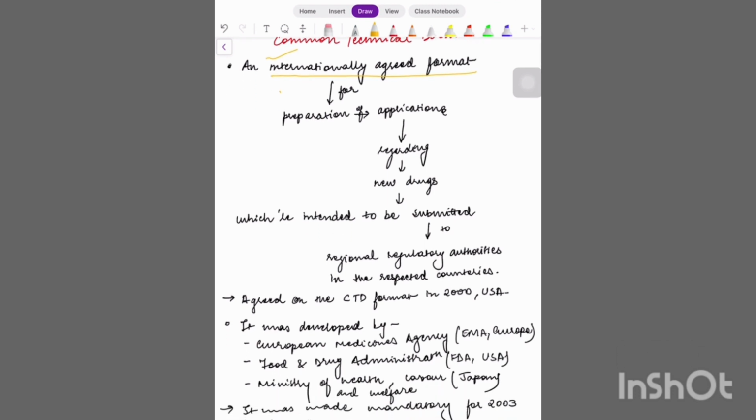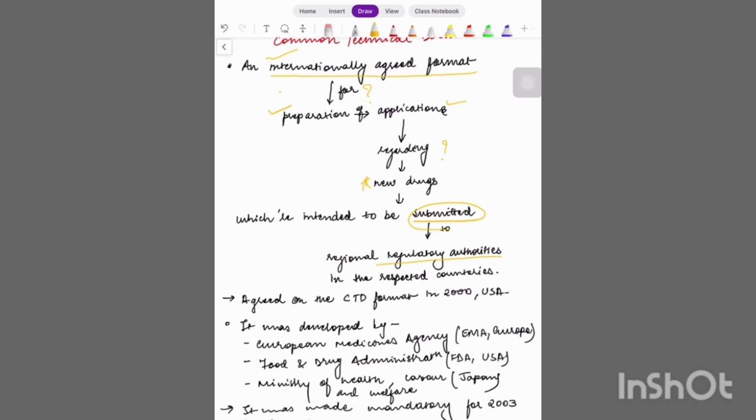It is used for what? Internationally agreed format for preparation of applications regarding what? Regarding new drugs which are intended to be submitted to regional regulatory authorities.